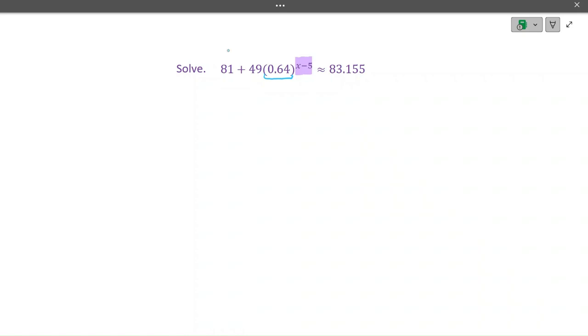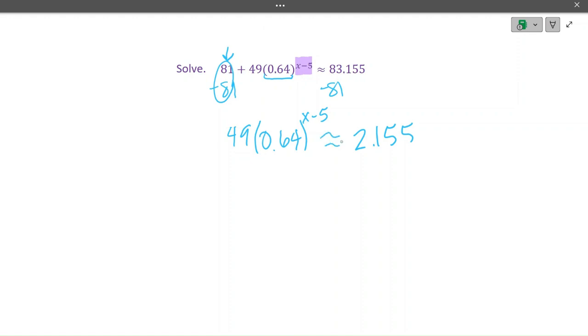So I'm noticing that 81 is being added to this side. To remove it, I'm going to use the inverse of addition, which is subtraction. That gives me a big old 0 here, and I'm left with 49 times 0.64 to the power of x minus 5 equals 2.155. And I should not say equals. I should say approximately equals because this has already been rounded.